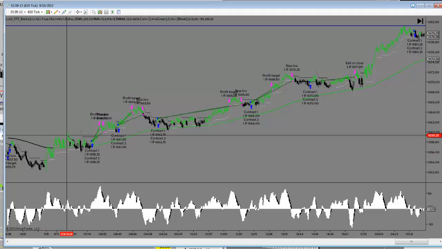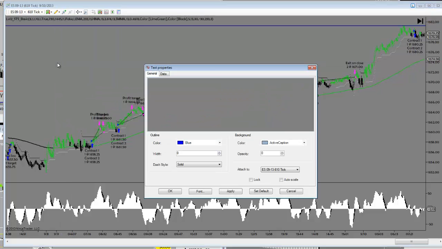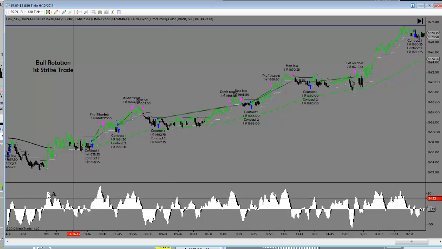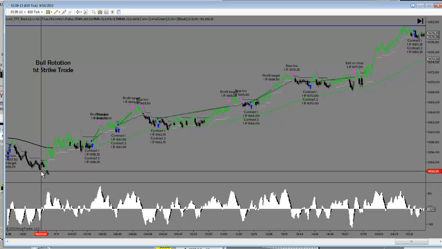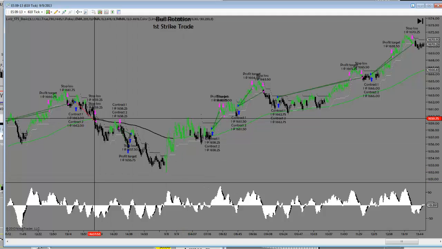Have an impulse to a new structure high right here. And again, remember, gang, use this verbiage. This verbiage, I'm telling you, will help you dramatically, tremendously. So get that internal dialogue down. So I call this a bull rotation. And again, I've been teaching this as a first strike trade. Okay? And that first strike always is going to occur as a result of a shift in momentum. So let's look at what happened prior to.